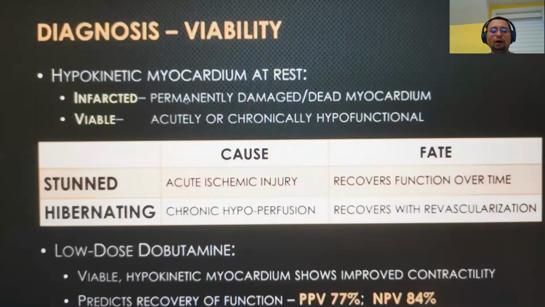Okay. Now, this is one of the most important slides for you to understand. Remember, I told you the reason we do stress echo, be it dobutamine or exercise: number one is to look for ischemia. What do I mean by ischemia? Ischemia is a region that is at risk of developing myocardial infarction.